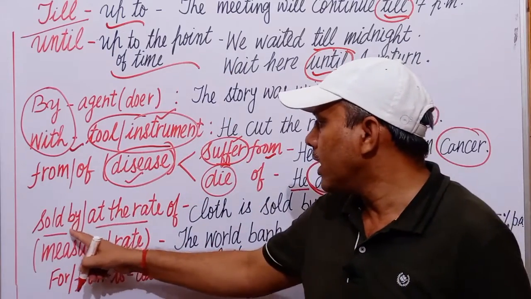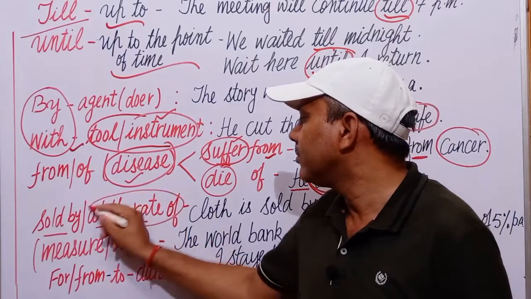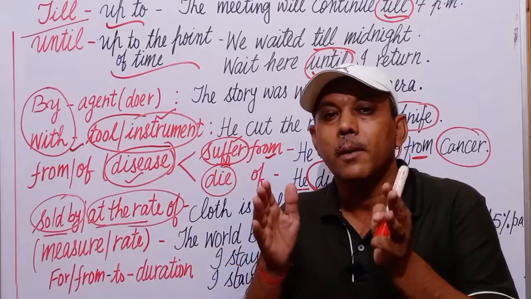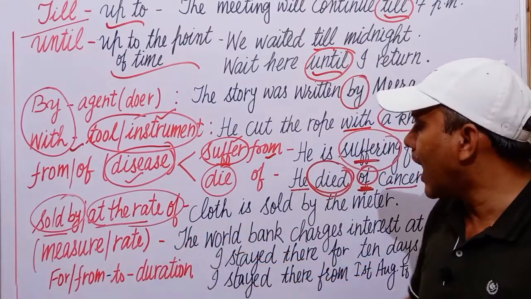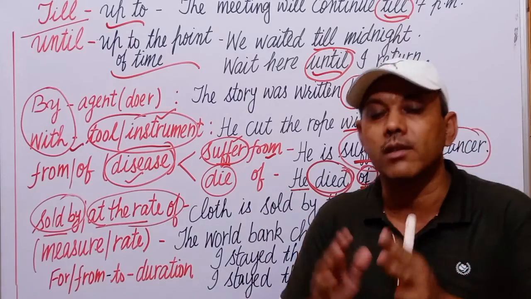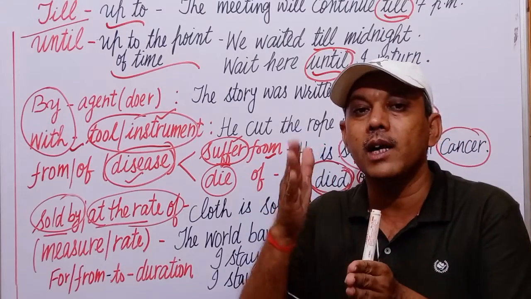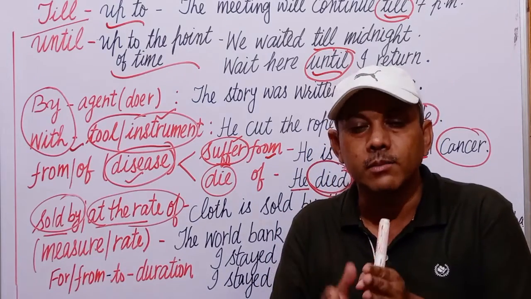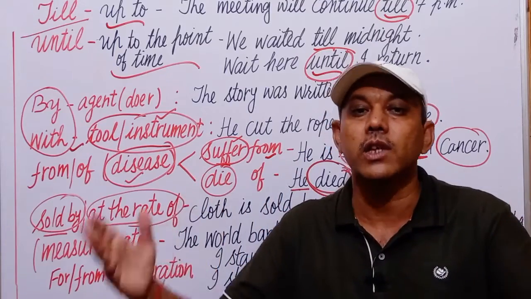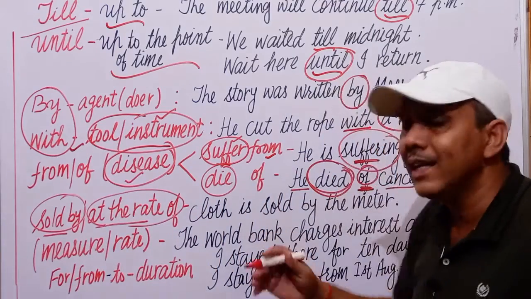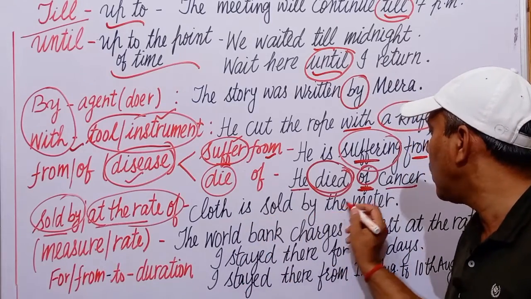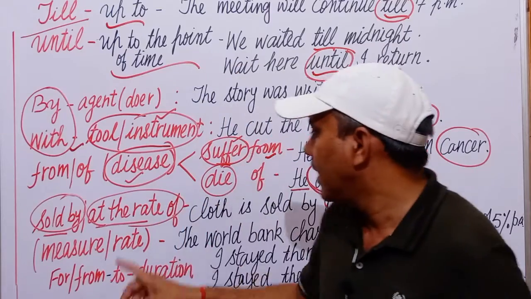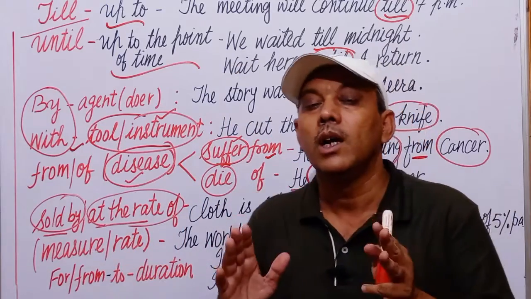Next is sold by, at the rate of. A very well known phrase. We usually buy things and all the articles are sold by a unit. There is a unit. Some things are sold by kilo, some things are sold by grams, some things are sold by liter, some things are sold by meter. There are certain units for selling things. For example, cloth is sold by the meter. The meter. Unit measurement के लिए या rate के लिए हम the का use करेंगे.